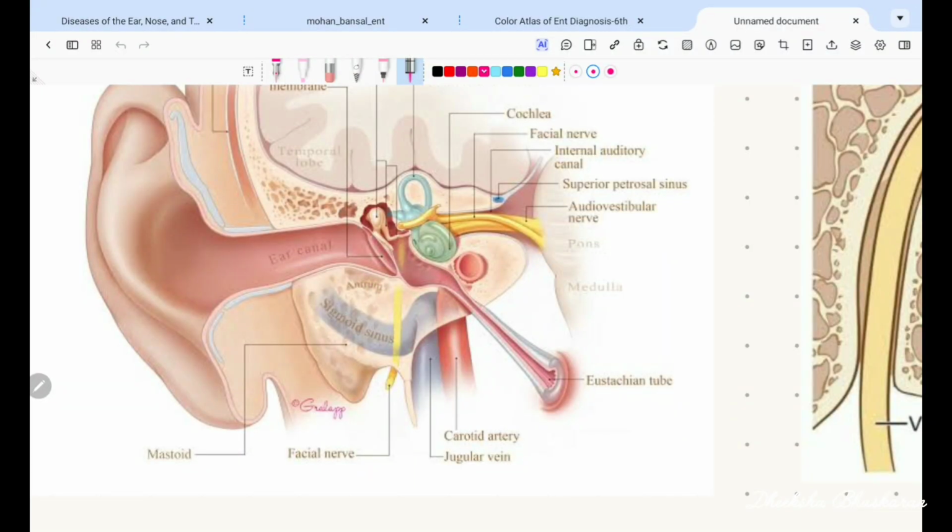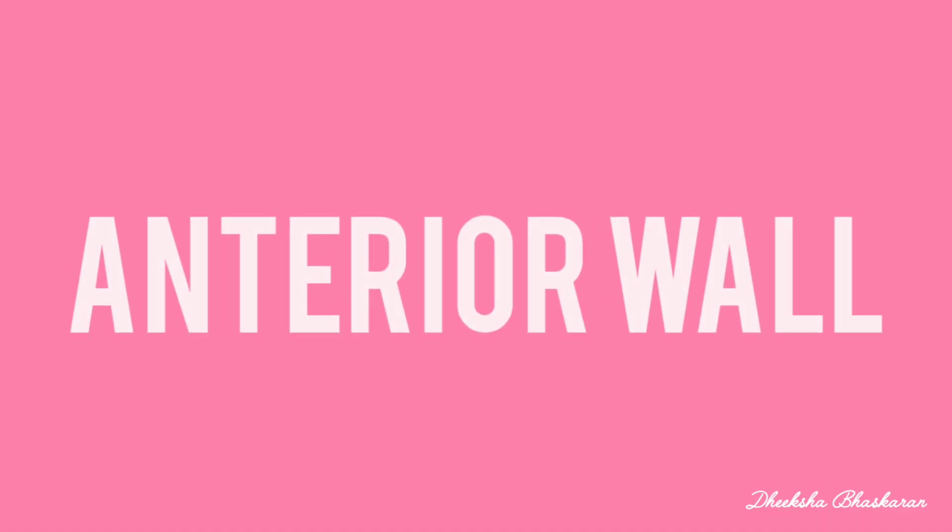How is it formed? We have the sigmoid sinus intracranially. When the sigmoid sinus exits through the jugular foramen, it forms a bulb called the jugular bulb, and then it continues down as the internal jugular vein. So this is the jugular bulb forming the floor of the middle ear cavity.